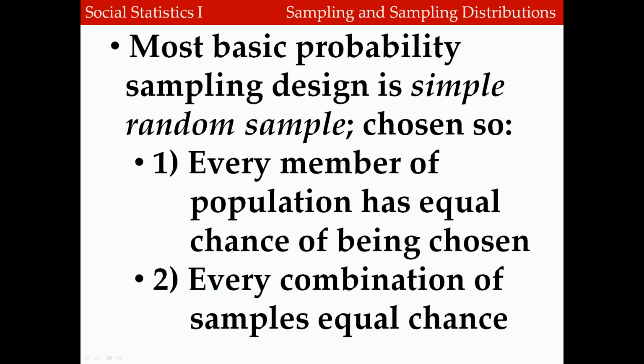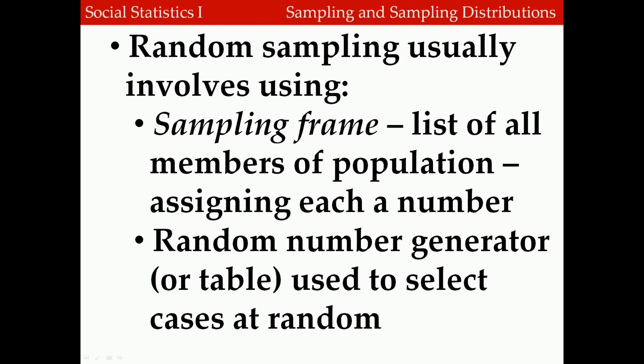And our purpose in collecting this sample is to select a sample that's as representative of the true population as possible. The most basic type of probability sampling design is something called a simple random sample, which has the following characteristics. It's chosen so that every member of the population has an equal chance of being chosen, and that every combination of samples has an equal chance of being chosen. In other words, samples are independent. Typically, when we collect a random sample, we use something called a sampling frame. A sampling frame is a list of all the members of a population, in which each member is assigned some kind of a number. And then some kind of a random number generator, perhaps a table, is used to select cases at random.